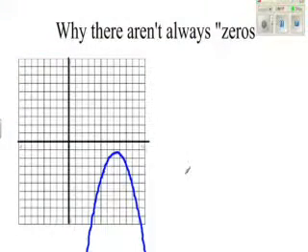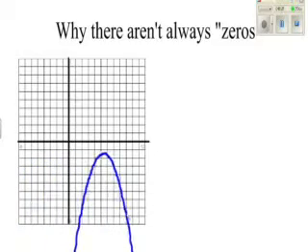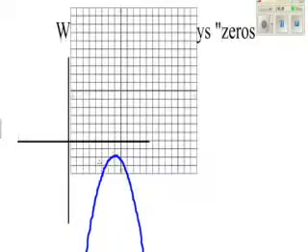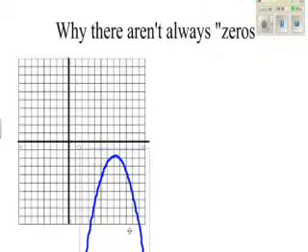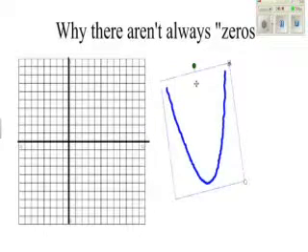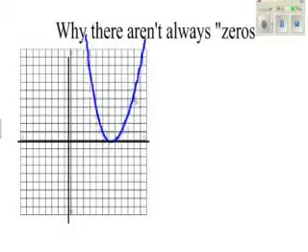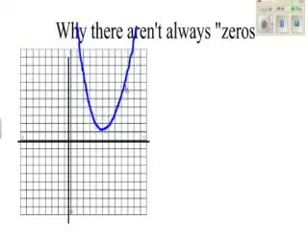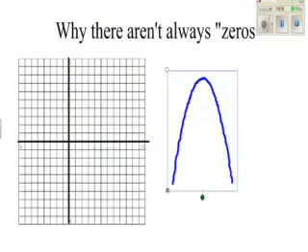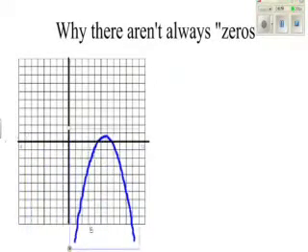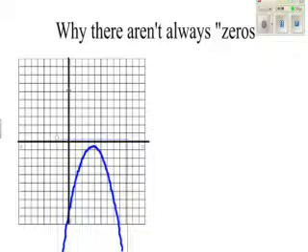But there aren't always zeros. Here's why. Here we have a parabola that is not going through the x-axis. Now, if it's flipped around, oops, then it would have to be in one of these other quadrants in order for it to not touch the x-axis. This parabola anywhere up here would not have any zeros, but also if the parabola were down in here, it would not have any zeros. It'll always go through the y-axis, but we don't call those zeros. We only call the x-intercept zeros.